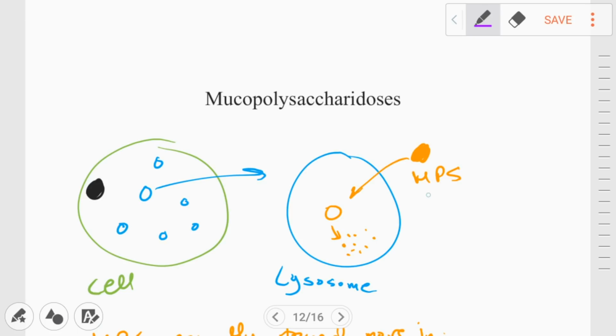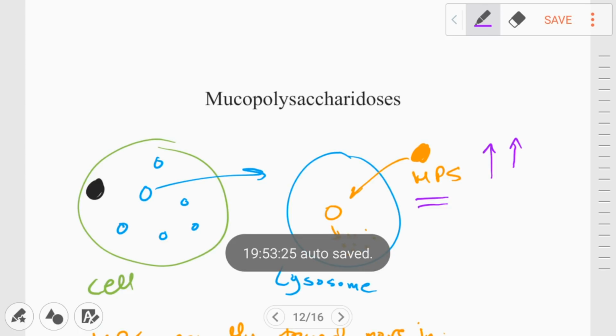Now, in this case, the substance which is not being broken down anymore is called mucopolysaccharides, right? So these mucopolysaccharides cannot be broken down within the lysosome, mainly because you have a deficiency of the lysosomal hydrolases. You have the deficiency of enzymes which are normally present within the lysosomes, and so you cannot break these mucopolysaccharides. And these mucopolysaccharides then accumulate in your body, and they result in the symptoms.